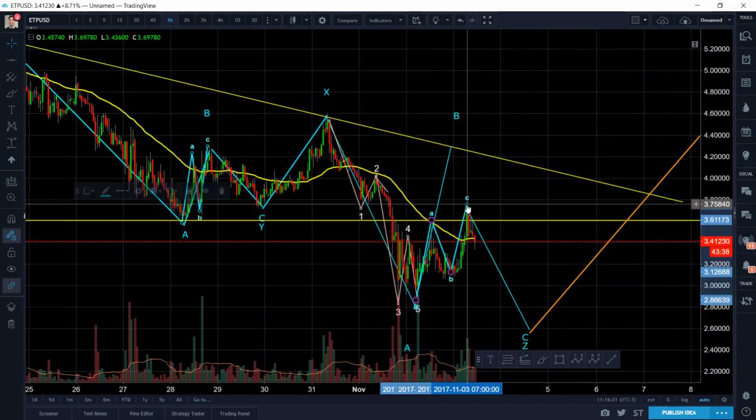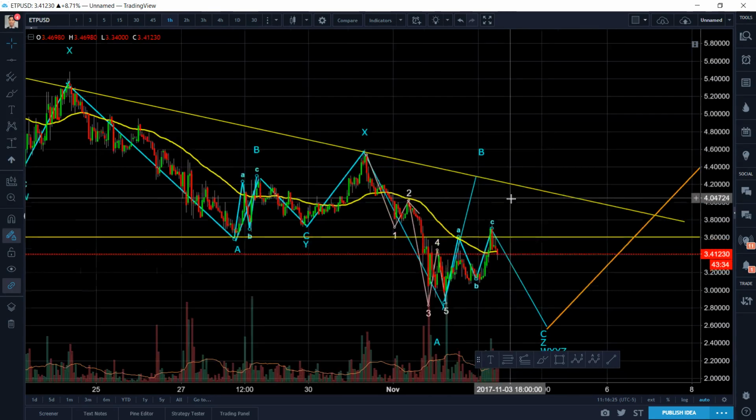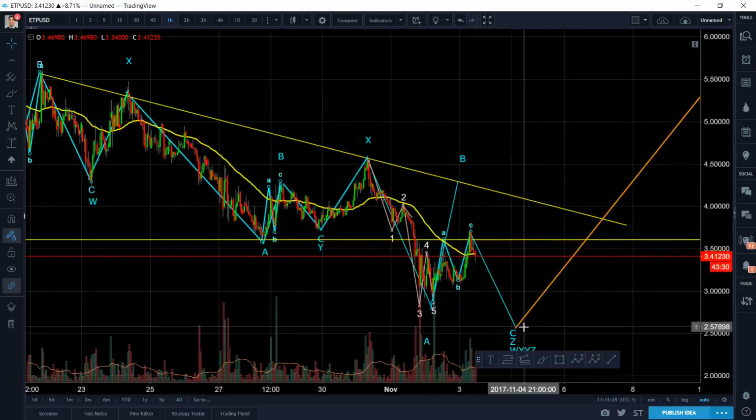A, B, C. Well, my C was a little bit lower, but I knew it was going to test this resistance, guys. And now, because it could not break it, unfortunately, we're going to end up going down to $2.59.